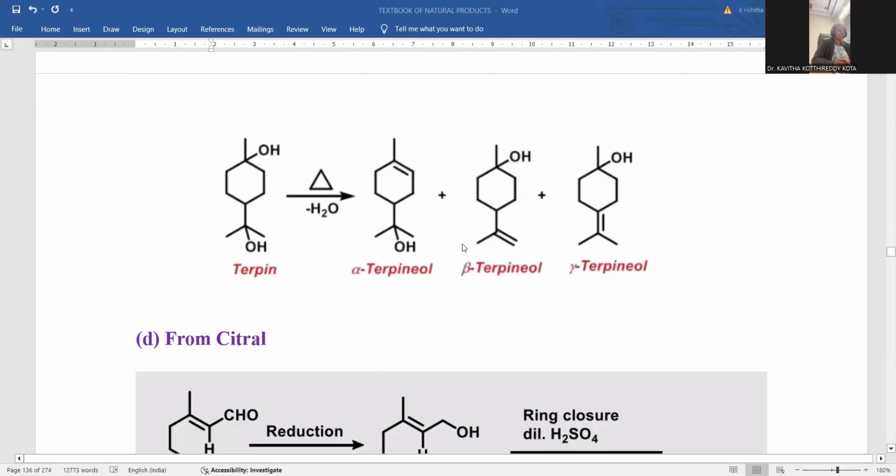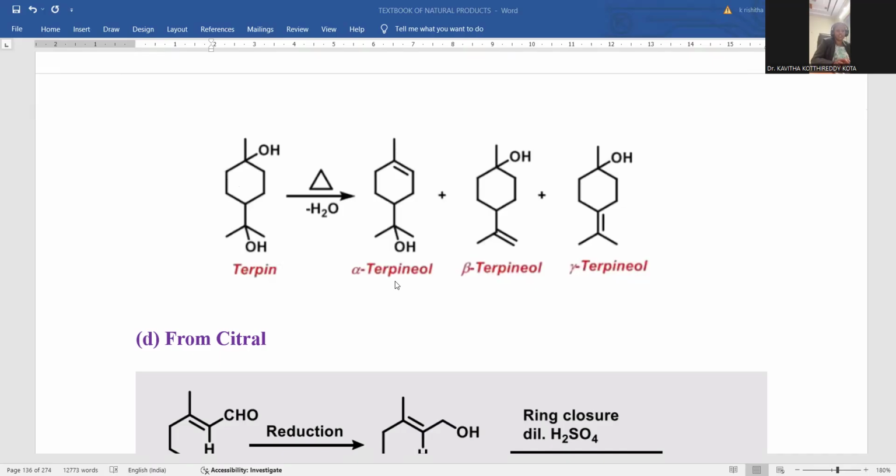Let me introduce that entire mechanism. I'm taking terpin. Terpin means here the hydroxyl, here the hydroxyl, no double bonds, nothing is there. Here is the cyclohexane ring system, hydroxyl over this bridgehead carbon, and here also a bridgehead carbon is located with hydroxyl. Let me heat this. Whenever heating is applied, a hydroxyl is removed. Here is the double bond formation. And this OH remains as such, which is called alpha terpineol.